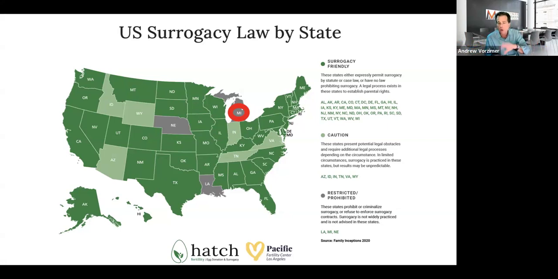So we're going to review all of those issues as well and lay out a plan for how we're going to secure citizenship for the child as well.